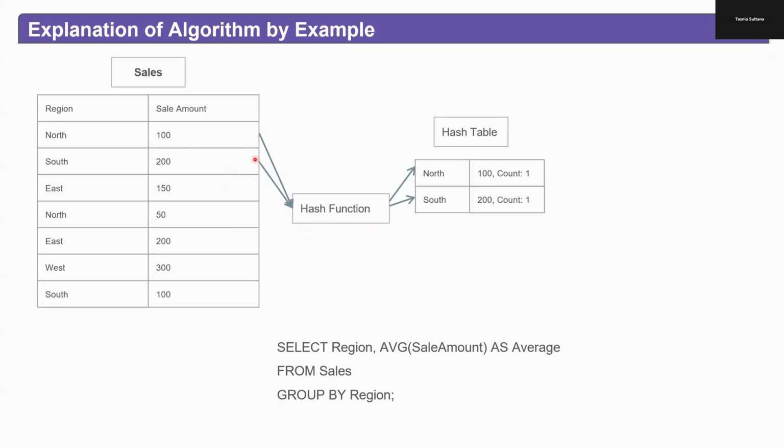Then we process the south. So it is the first time we see the south. So the sum is 200 and the count is 1. And for the east, the sum becomes 150 and the count is 1.